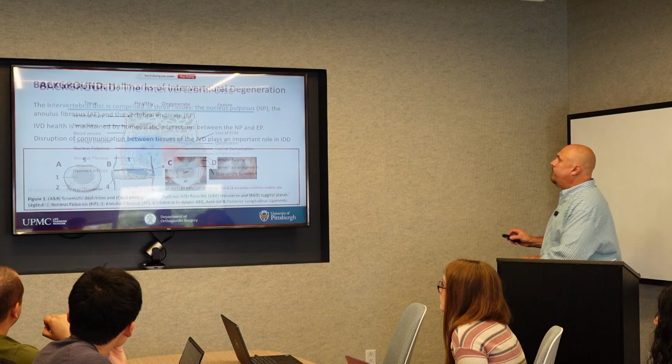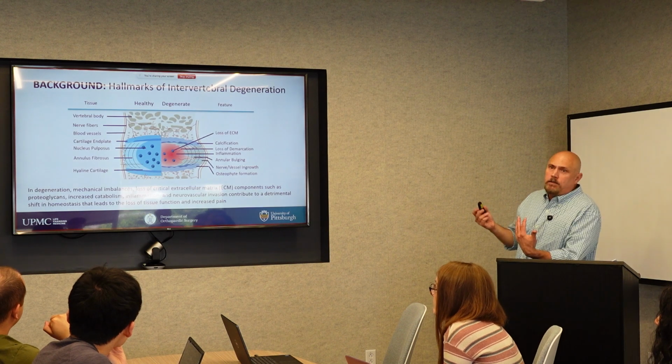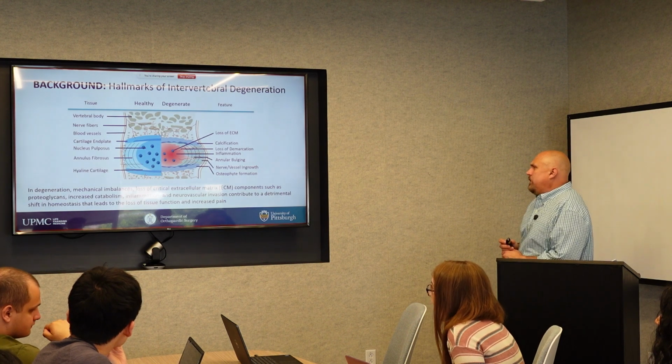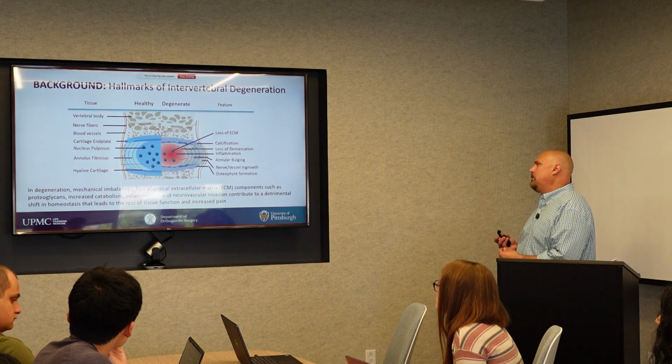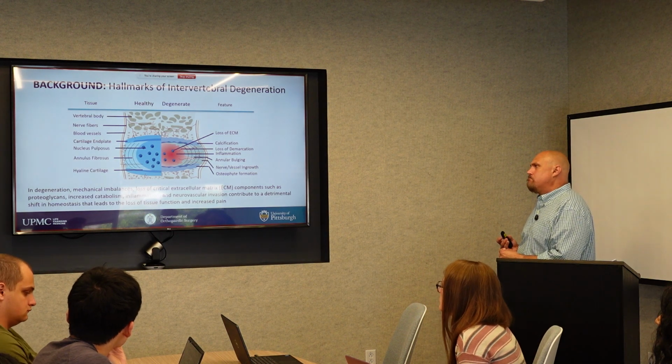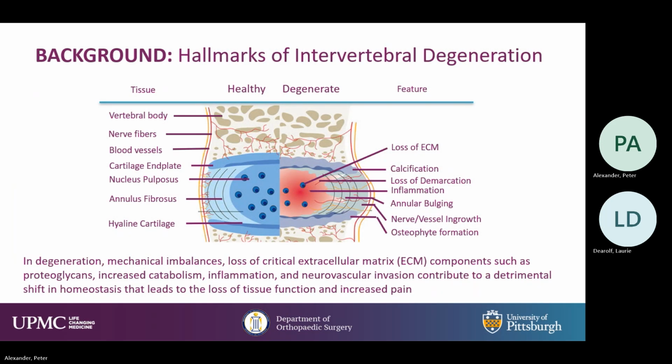Okay, next slide. So how do we characterize intervertebral disc degeneration? In general, we think that mechanical imbalances and inflammatory conditions, systemic inflammatory conditions like diabetes and so forth, might initiate this disease. It's characterized by loss of critical extracellular matrix components, which in this case is going to be aggrecan.